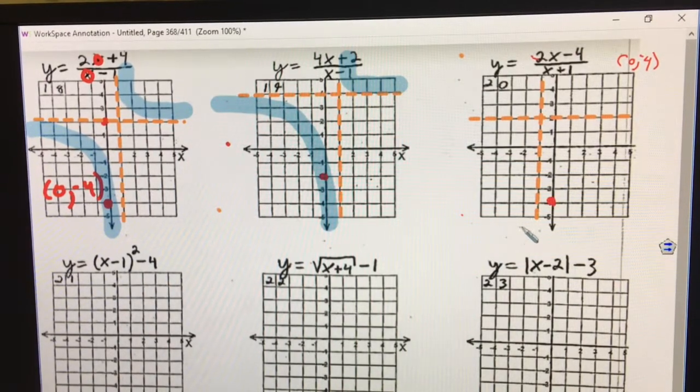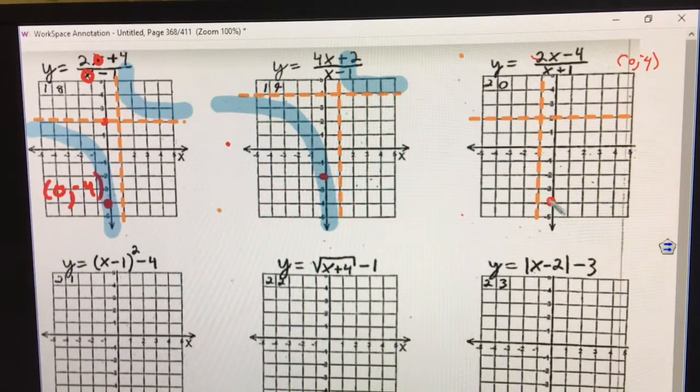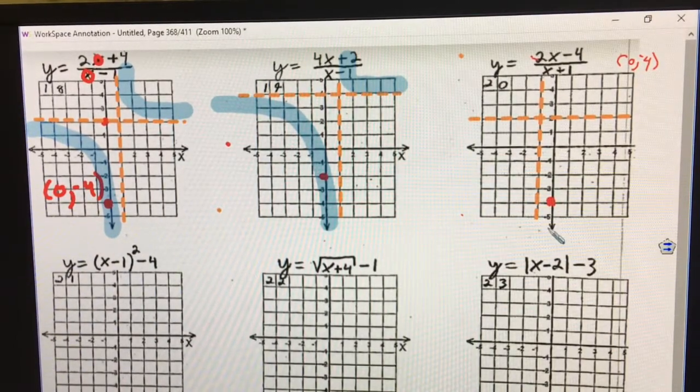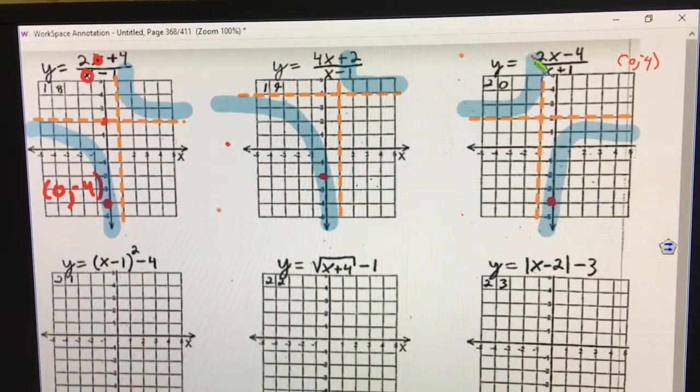Uh-oh, studious ones, this one's a little different, isn't it? Notice I can't just go ahead and copy it like I did before. When I plot that 1 point, I have to determine if it's on the left side of the asymptote or the right side of the asymptote. This time it's on the right side of the asymptote, so that means it's going to be increasing over on this side and increasing over on this side.